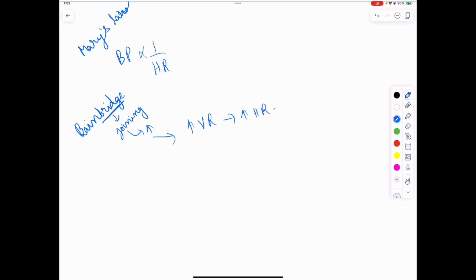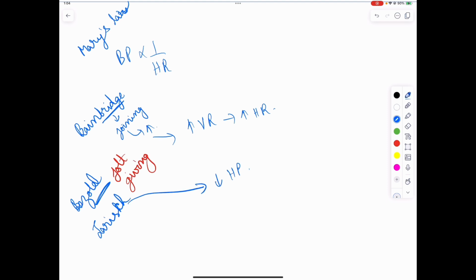Now we have the Bezold-Jarisch reflex. Remember, here it is giving. So there will be a reduction in heart rate as well as a reduction in blood pressure. The mediator is capsaicin. Now let us move on to the next disease.